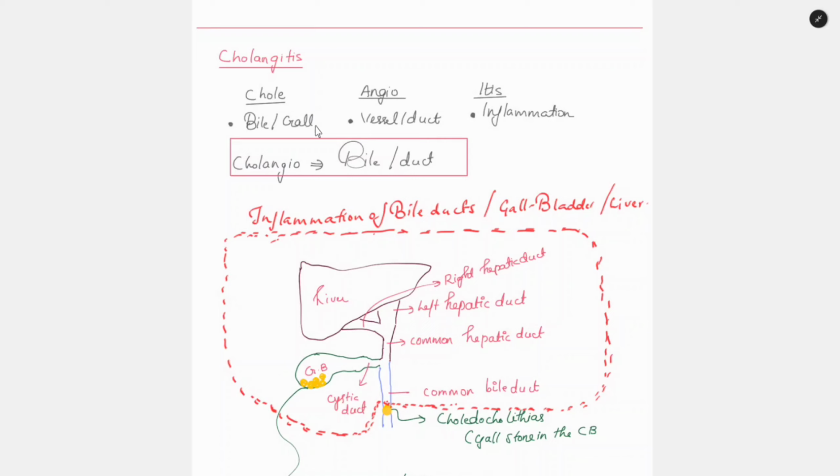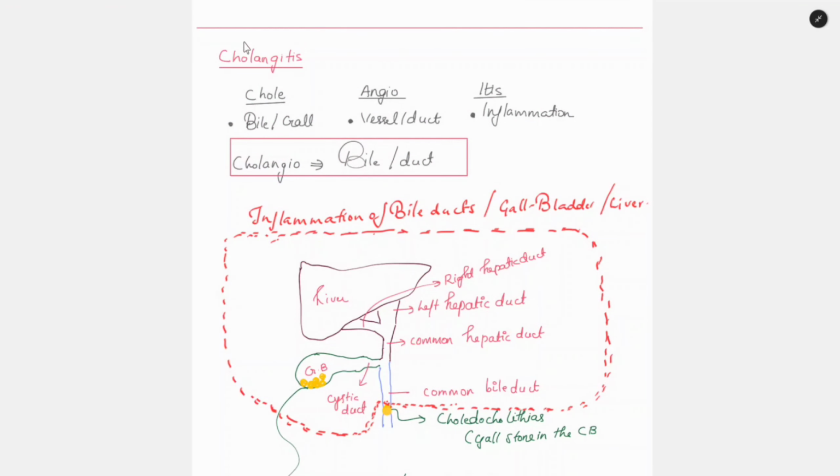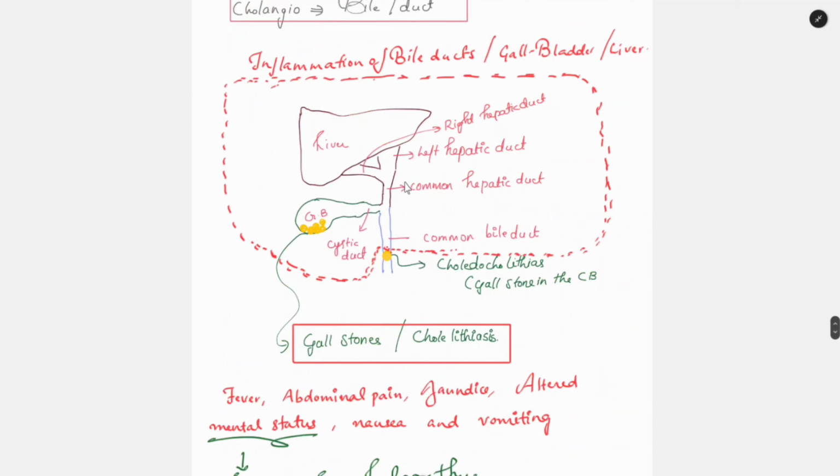Chole means bile or gall, we know that, and angio means vessel or a duct. Itis means inflammation. So cholangio means bile duct. So inflammation of the bile ducts or the gallbladder or the liver. Let me make you understand that part in the further parts of the video. Basically, inflammation of the bile duct is called cholangitis. But whenever there is cholangitis, there will be associated inflammation of the gallbladder and liver too when there is sufficient obstruction of the common bile duct. Let me make it clear.